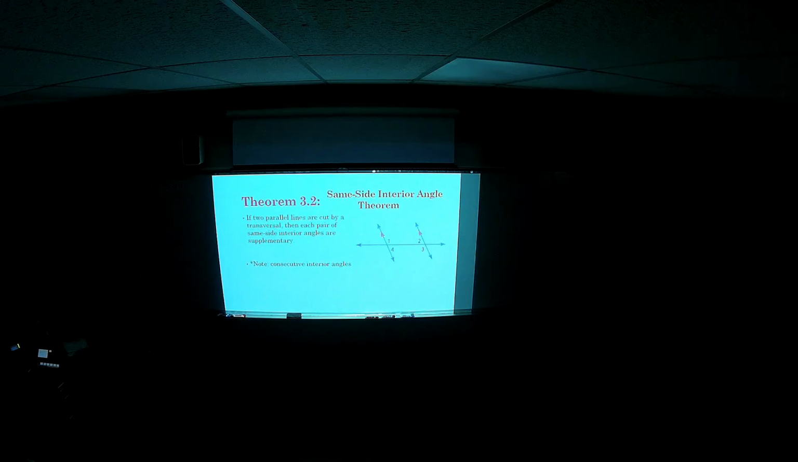All right. Moving on. 3.3. This is a pretty normal one. It's alternate exterior. So, parallel lines cut with a transversal, the alternate exterior angles are equal. We're back to the equal idea again. So here's my exterior angles, the ones on the outsides. The alternate exterior, the ones on the opposite sides of the transversal, so one's top, one's bottom, and they're not touching. So like I did 5 and 7, and then 6 and 8. Those are equal. We showed that. Again, it followed from corresponding and vertical again. So that was 3.3. We call this the alternate exterior angle theorem. So those angles are equal.